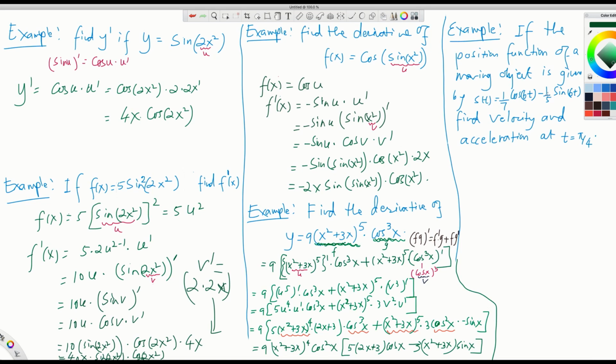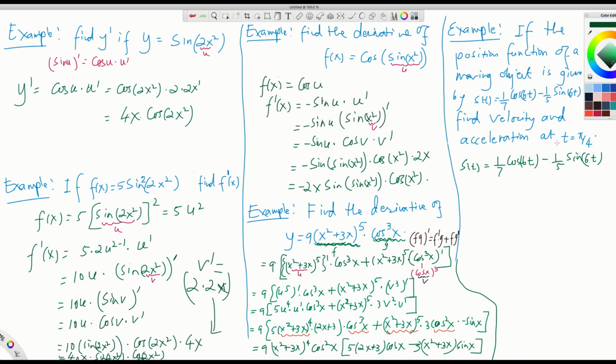Okay, so let us do the last example for this section. What it says is, if the position function of a moving object is given by s(t) equals 1/7 cosine 6t minus 1/5 sine 6t, you want to find the velocity and acceleration at t equals pi over 4.